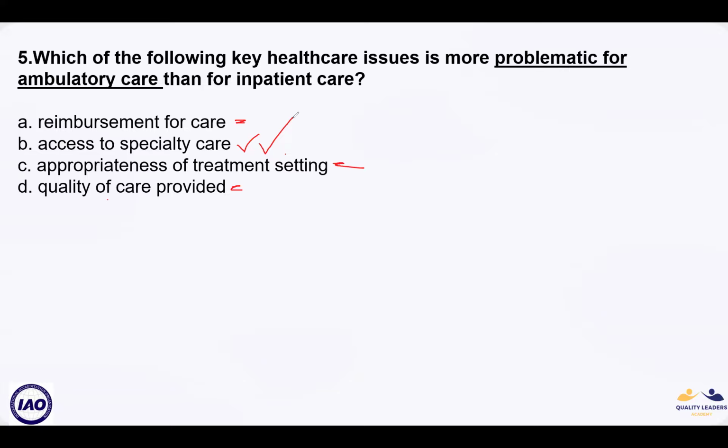Whereas in IP settings, let's take for example a diabetic case who definitely needs an endocrinologist appointment. As far as ambulatory care or outpatient care is concerned, that particular patient has to wait for about 2 to 4 weeks in order to get the appointment of an endocrinologist. So here, the access to specialty care is a challenge. But if the same patient gets admitted to a hospital, then there is an instant consultation of that particular endocrinologist in the IP setting. So this is what the question was asking regarding. Okay. So here the challenge is access to specialty care.